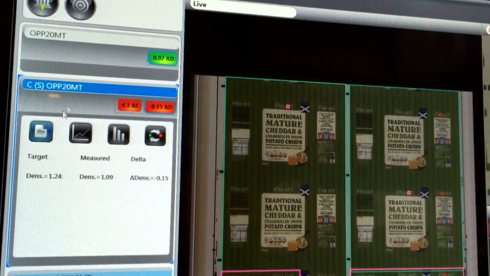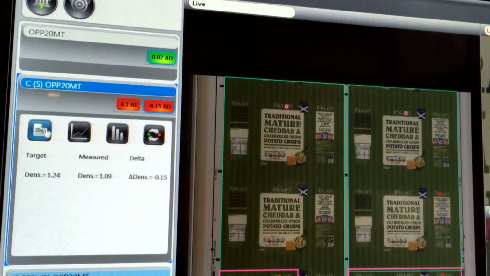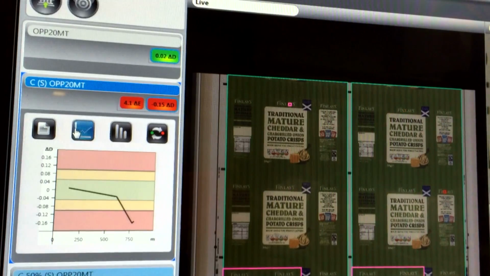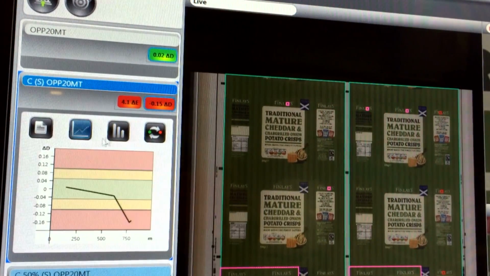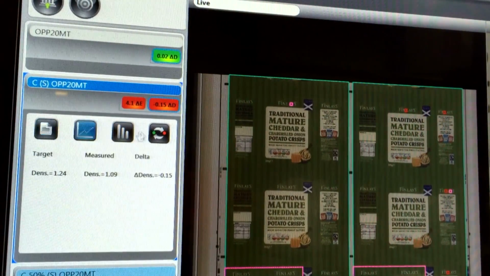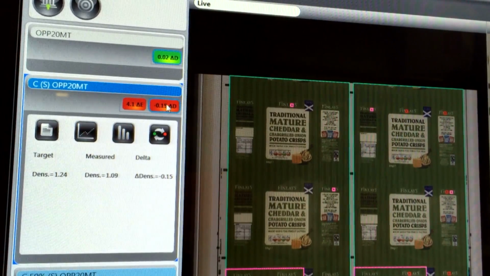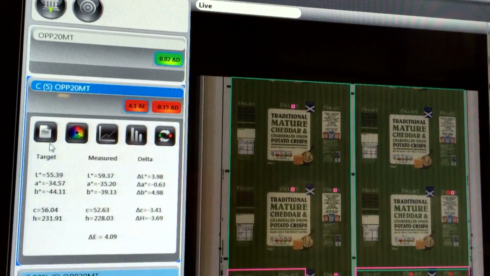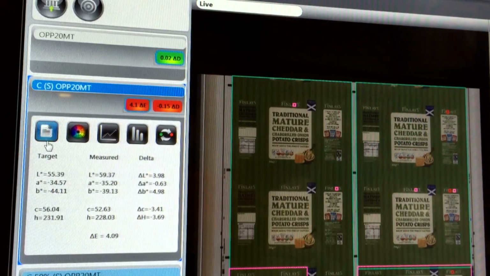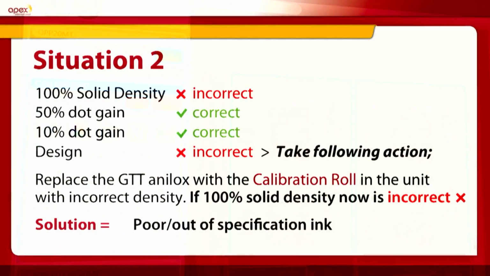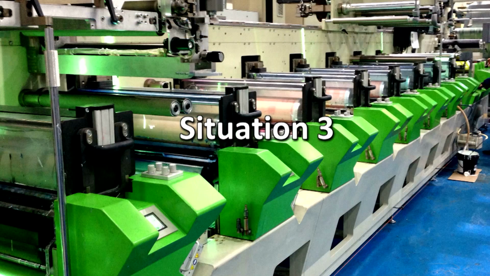Therefore, the analogs has not solved the problem. And we can see here, the density and the delta E are still incorrect. That means when we've changed the analogs, it doesn't become correct. Therefore, the calibration roll we know is true. Therefore, the problem is the ink. And the solution is change the ink pan or change the ink formulation. And we have situation three.